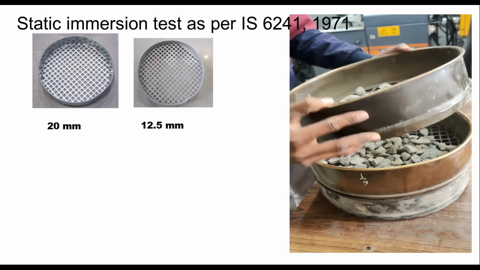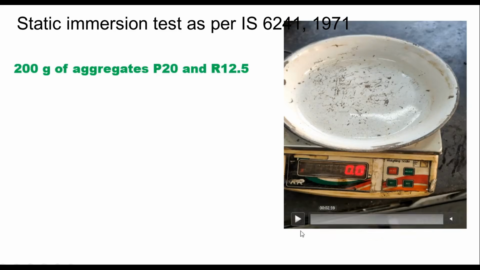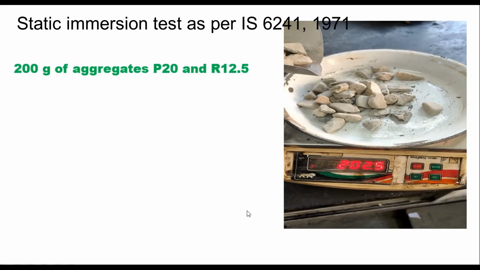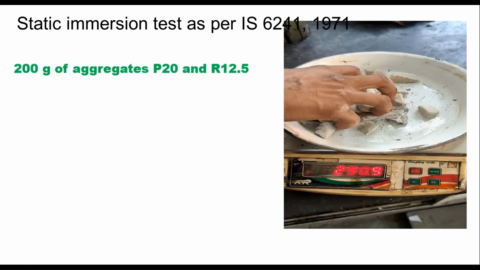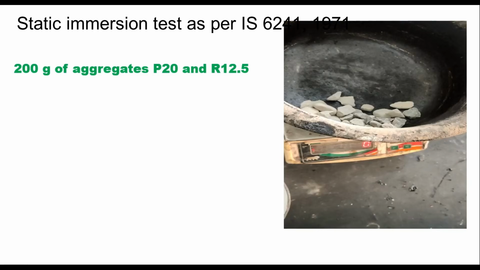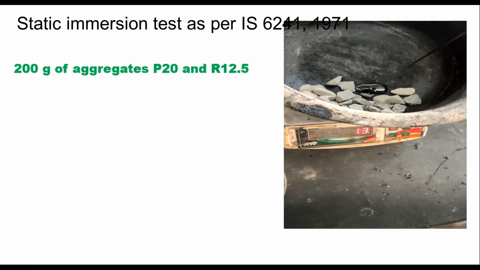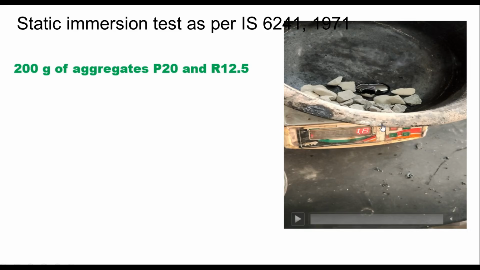The aggregate should be dry, clean, and take about 200 grams of these aggregates, that is passing 20 and retained on 12.5 mm IS sieve. Heat the aggregate at 150 to 160 degrees centigrade to remove all moisture. Heat the bitumen separately and add 5% of bitumen by weight of aggregate into the vessel containing the hot aggregate. That means 200 grams of aggregate and 10 grams of bitumen.